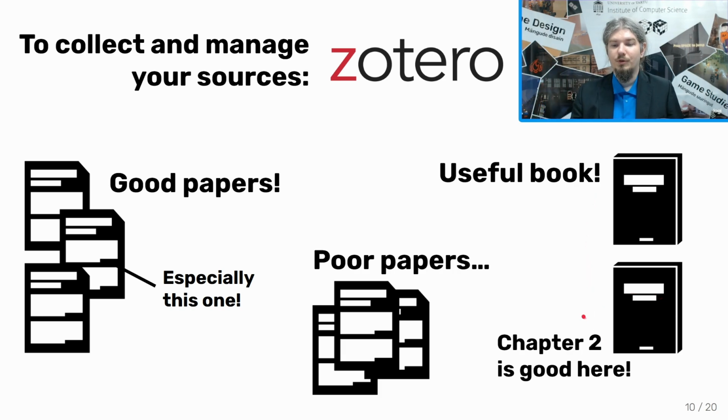So maybe this book has a good chapter 2. You can make a note that, look, chapter 2 has this thing, let's cite it where I talk about game design. And later on, when you're writing about game design, you look in Zotero and see, okay, this is the book I wanted to cite for game design, so I'm going to cite it over here.